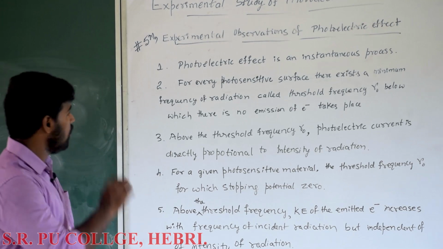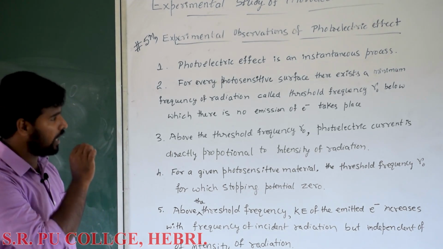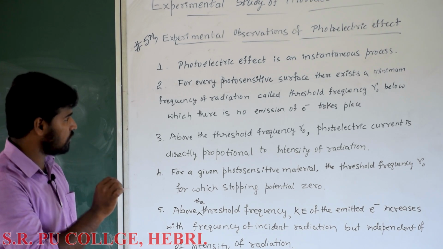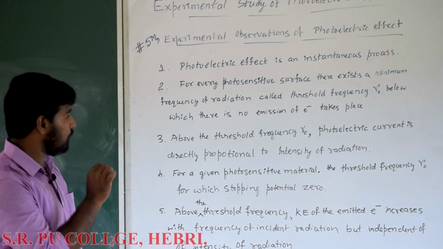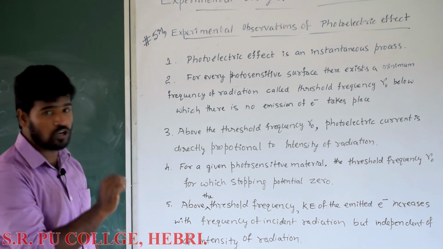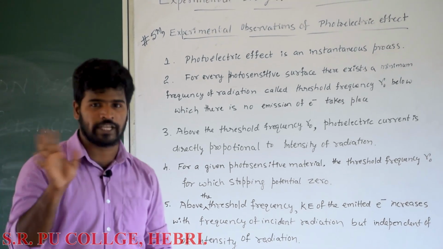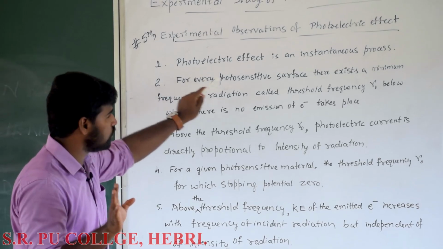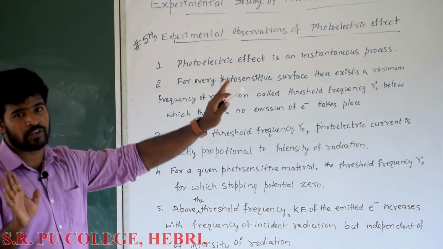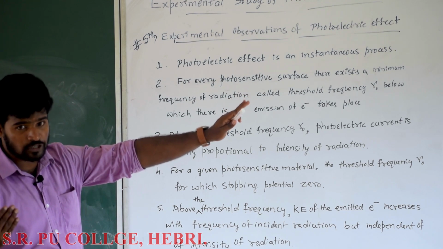The second one: for every photosensitive surface, there exists a minimum frequency of radiation called the threshold frequency, below which no emission of electrons takes place. Second condition, I repeat, for every photosensitive surface there exists a minimum frequency. Already we have drawn it in terms of the graph, and I have already given the conclusion.